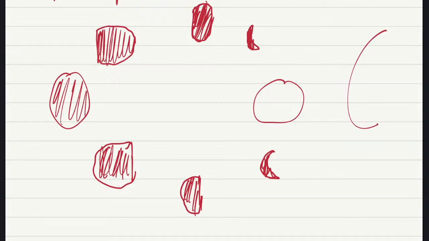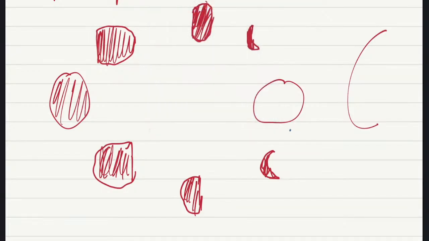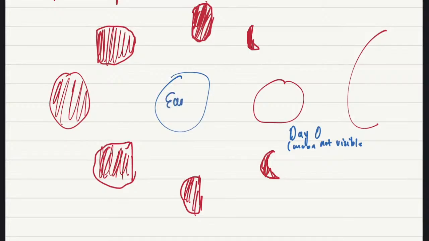Okay? This is day 0. And the moon is not visible. Day 0, moon not visible. This is the earth here in between. So the moon is not visible at day 0. Why? It is between earth and sun. Okay? Moon not visible. It is between.